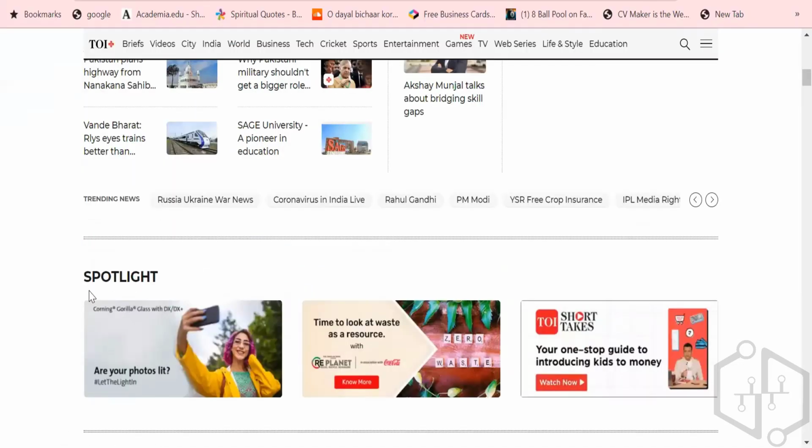Okay, Corning Gorilla Glass, and this is an ad that is running in the Times of India. Times of India is the site, and this is a placement where this ad is running.